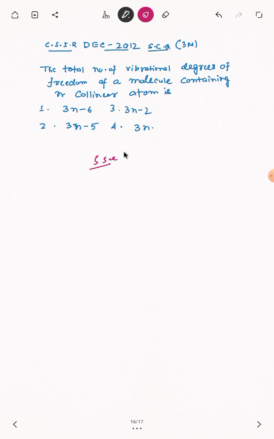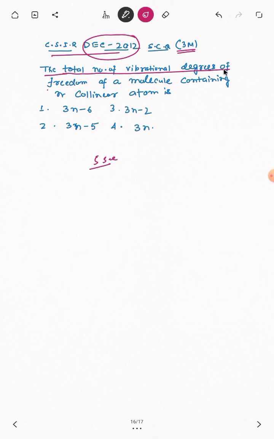The answer will be very simple. This question was set in CSIR December 2012. It is a single choice question of 3 marks. Very easy 3 marks, but for math background students it is difficult. So we have to learn everything in detail, and I hope this video will help all of you understand. If you feel any difficulty at any stage, please ask in our comment box.